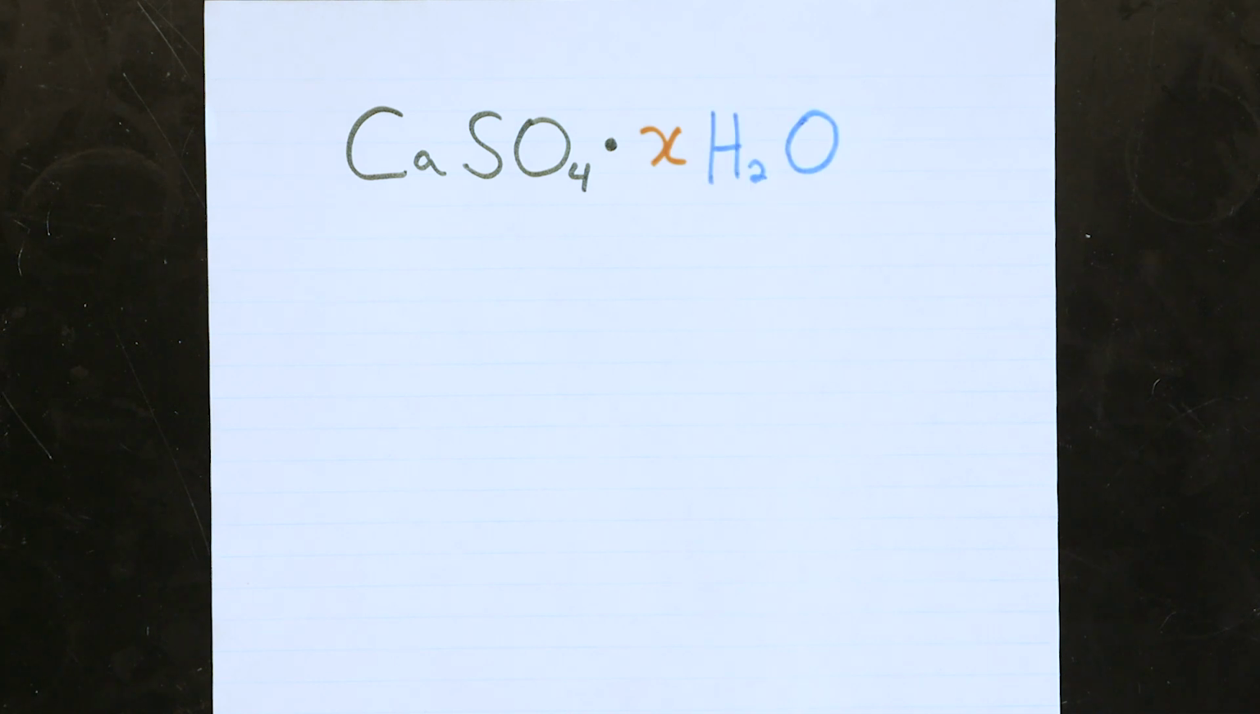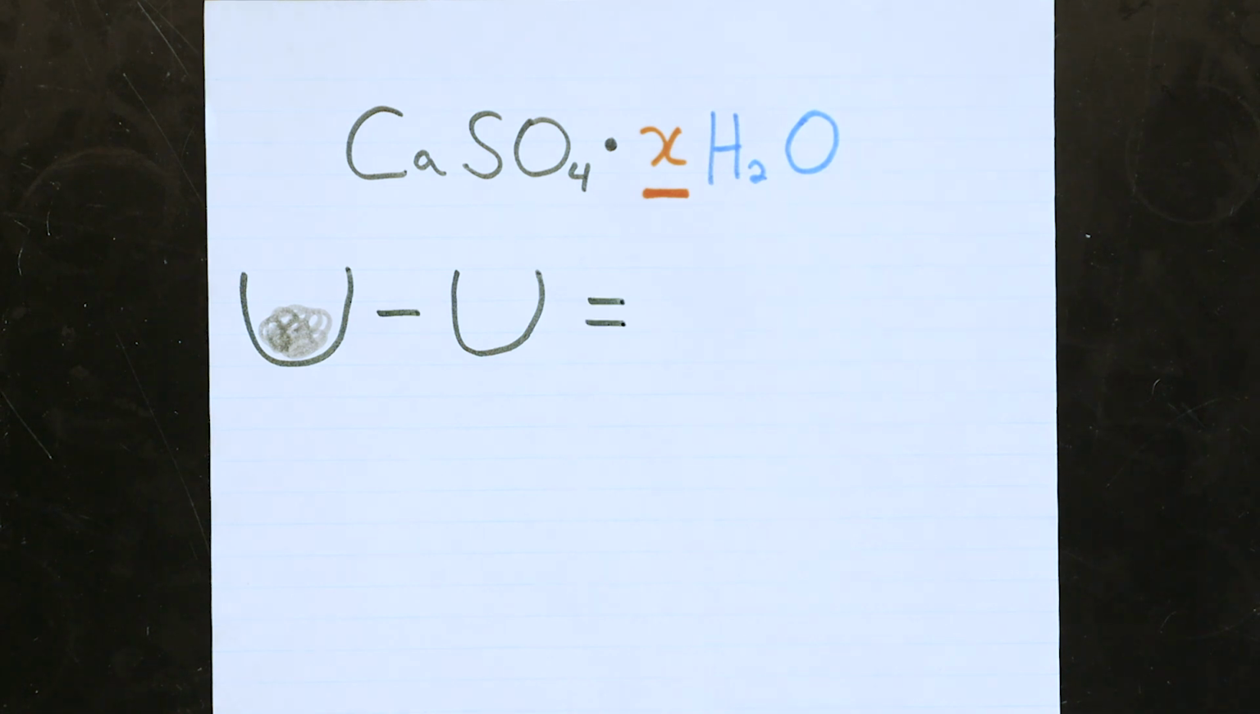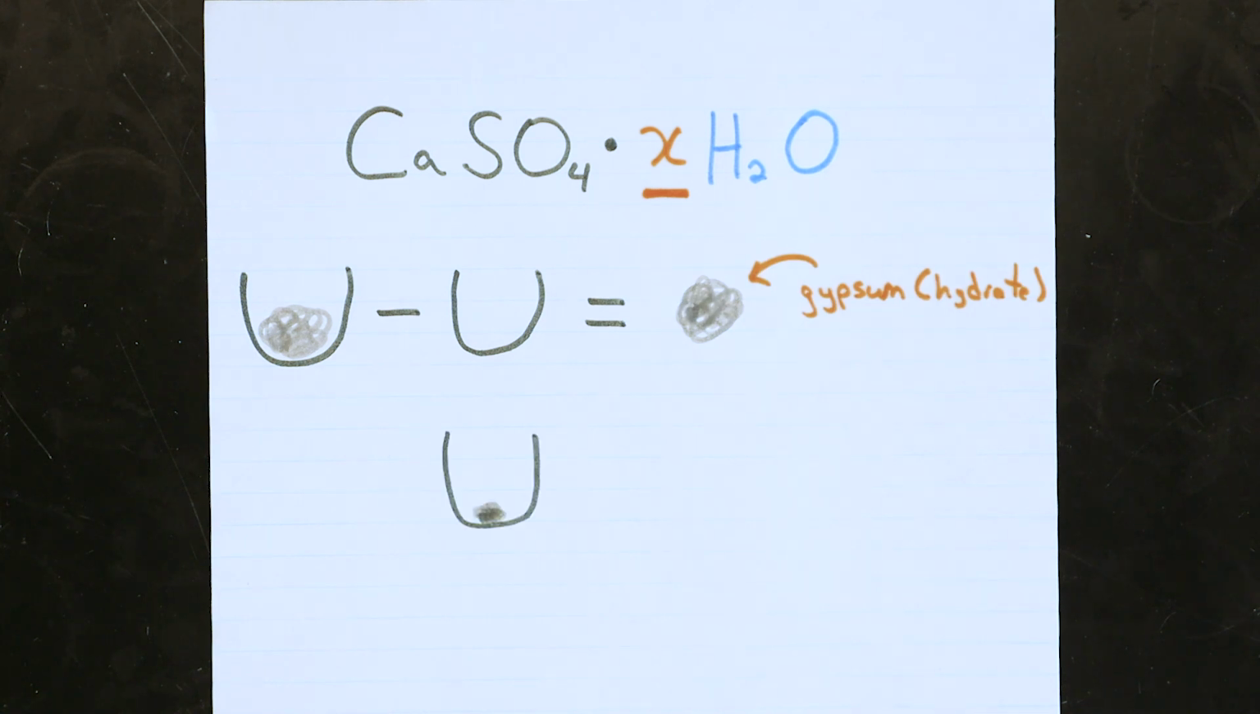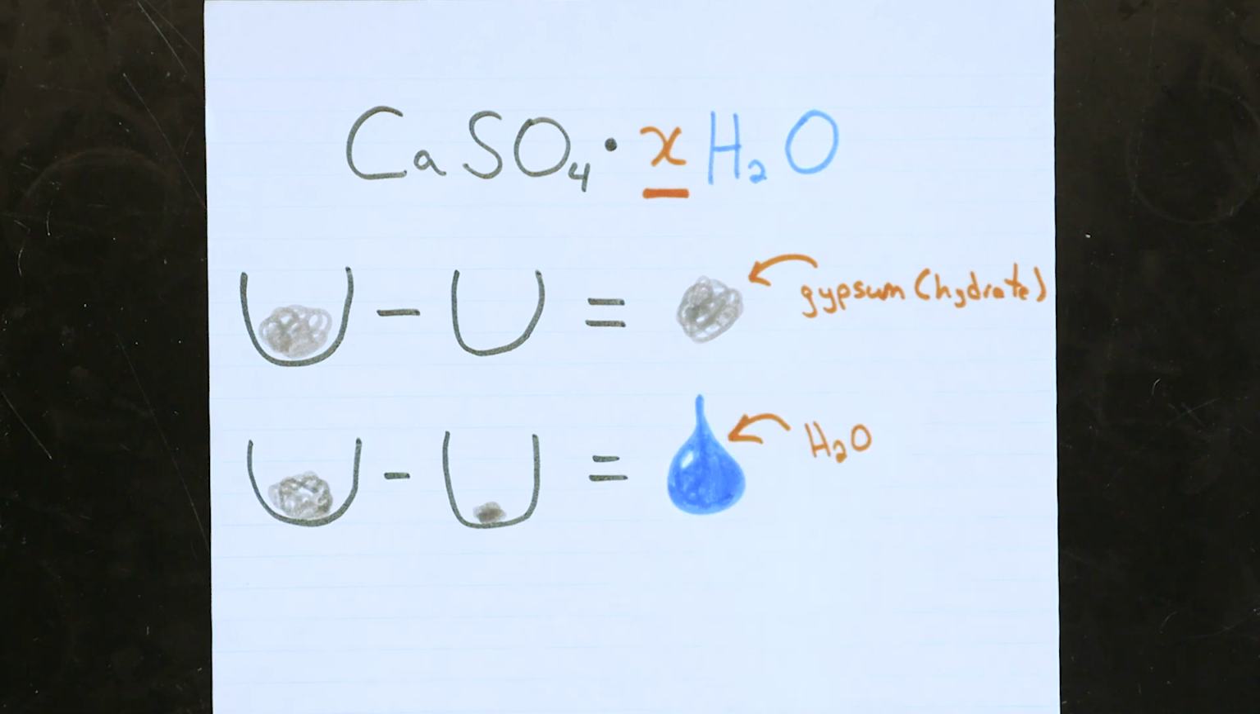Alright, to finish off this lab, remember that we need to figure out how many water molecules are attached to a calcium sulfate hydrate. We know the mass of our clean, dry crucible, and we know the mass of that crucible with our gypsum in it. So taking the difference between those two will give us just the mass of our gypsum. We also know the mass of the crucible and the sample after we heated it. That will allow us to work out the mass of water that we lost from the hydrate by heating it.